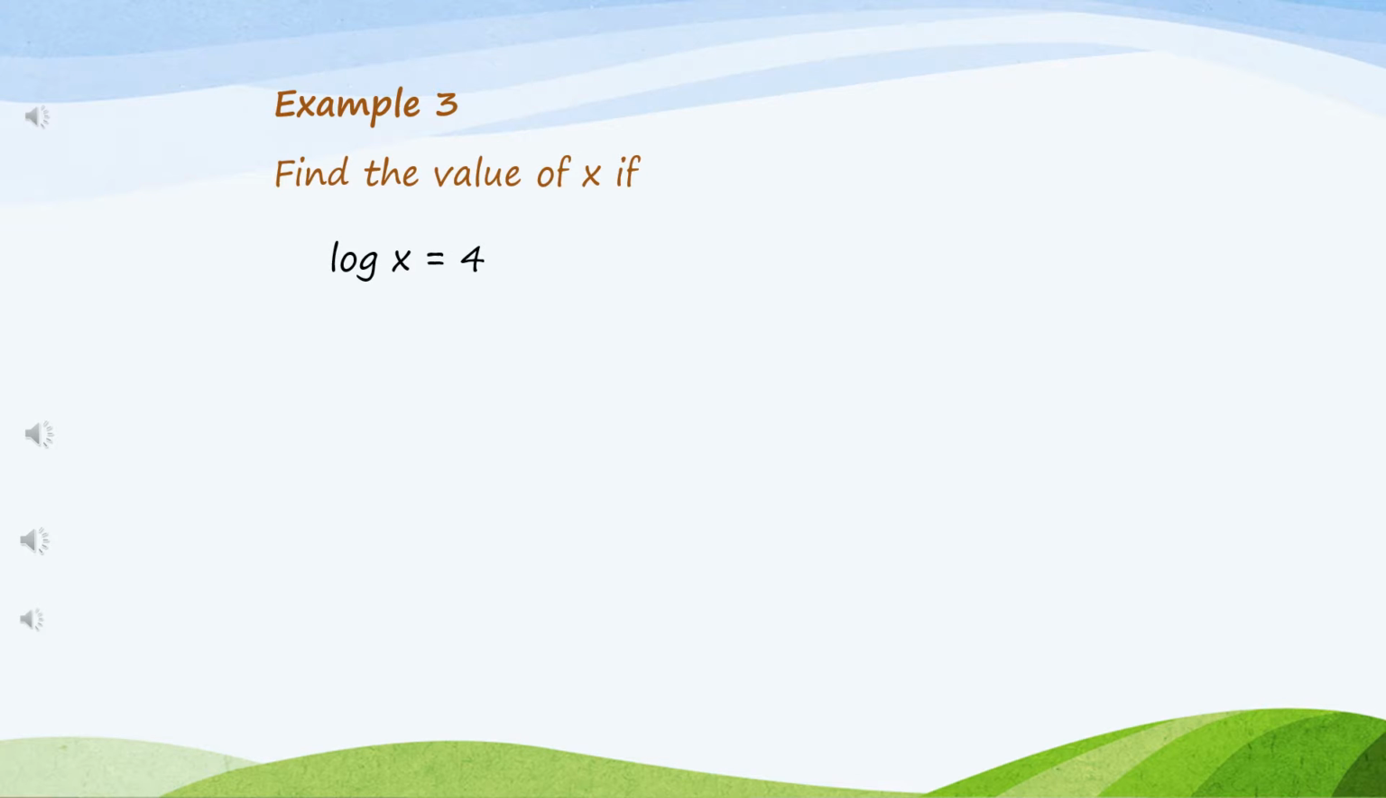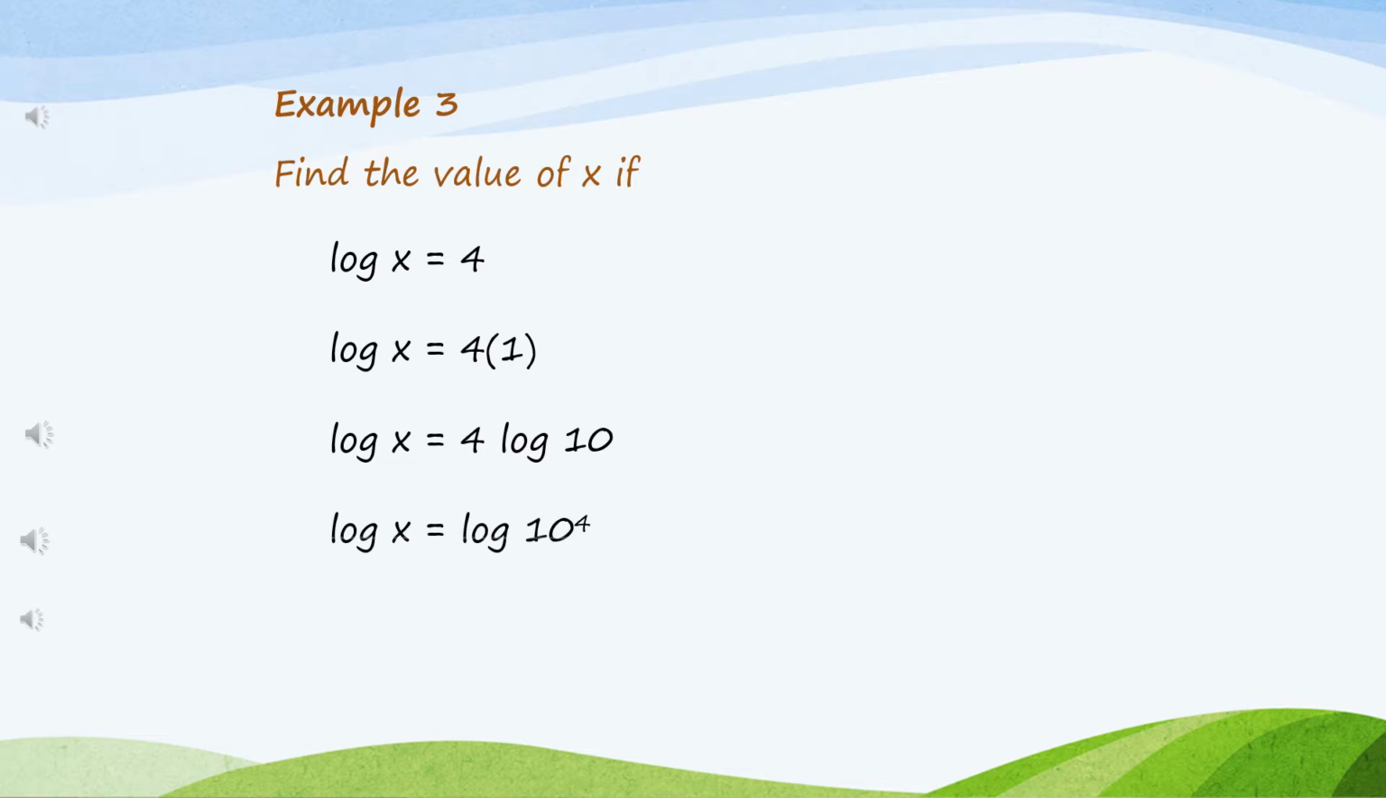Example 3. Find the value of x if log of x is equal to 4. Solve for the right-hand side first. From the rule of logarithm of the base, log of 10 is equal to 1. So we get 4 times log of 10. Next, use the logarithm power rule, so 4 times log of 10 is equal to log of 10 to the power of 4. Comparing both sides of the equation, we therefore have x is equal to 10 to the power of 4, so x is equal to 10,000.